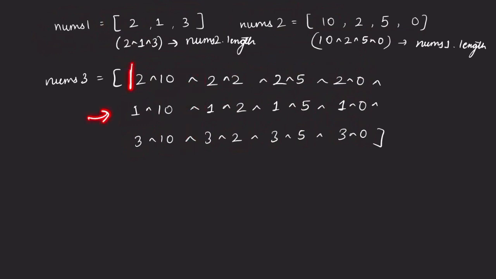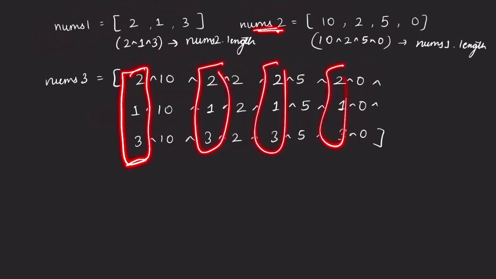So basically here, instead of considering this as a single element, we can consider these elements as individual elements, because all of them are being XORed at the end, right? That is why I am saying that 2 XOR 1 XOR 3 is happening how many times? Equal to the length of nums2, right? 1, 2, 3 and 4.